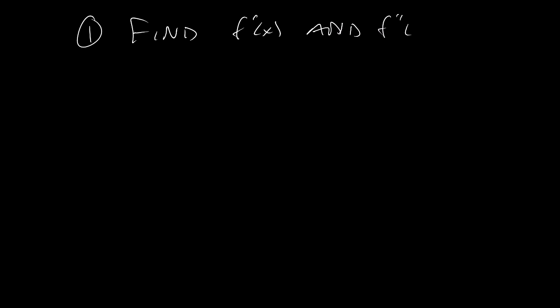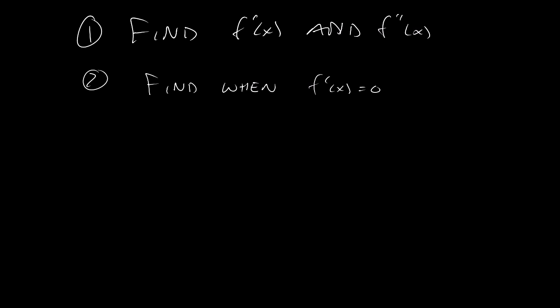So let's talk about what we do first to do the second derivative test. Step 1. Find f prime of x and f double prime of x. So find your two derivatives. That's great. Step 2. Find when f prime of x is equal to 0.